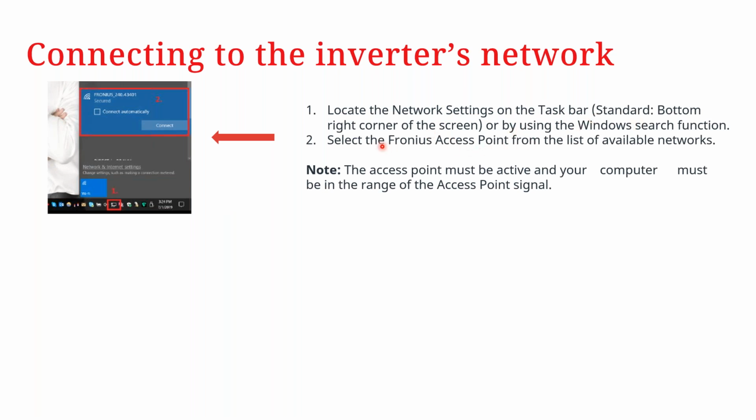This is usually located at the bottom right corner of the screen, if you're using a laptop, or by using the Windows search function. Then secondly, you now select the Fronius access point from the list of available networks.